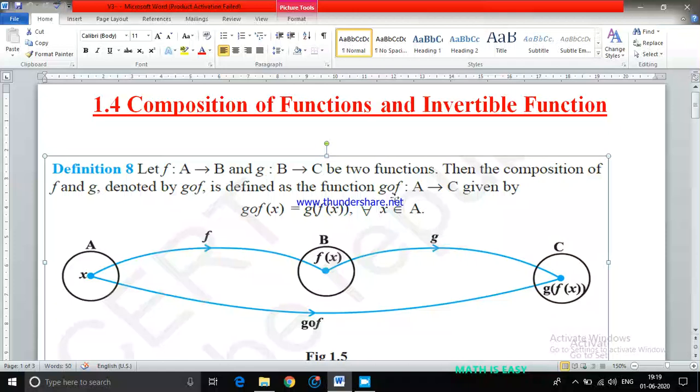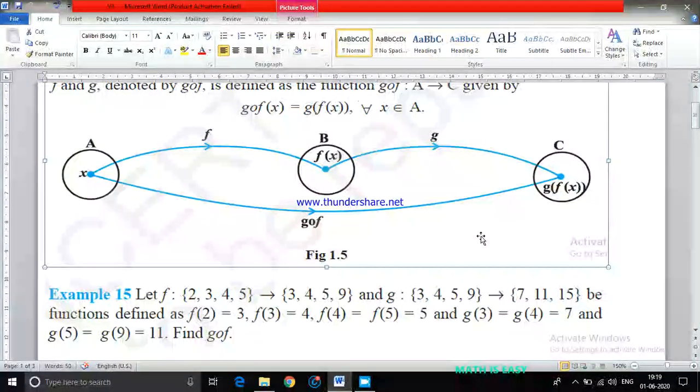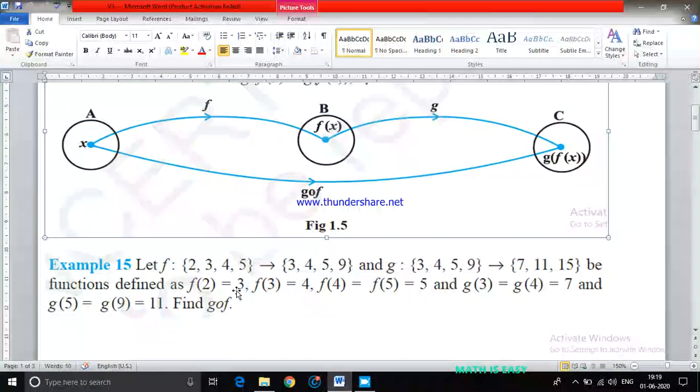You may have a doubt why it is gof and why you are taking a function from A to C instead of C to A. Let's take an example to understand this. Why is it A to C, why is it not from C to A? So here we have an example. f is a function. Its domain is 2, 3, 4, 5 and its codomain is 3, 4, 5, 9. And g is a function from 3, 4, 5, 9.